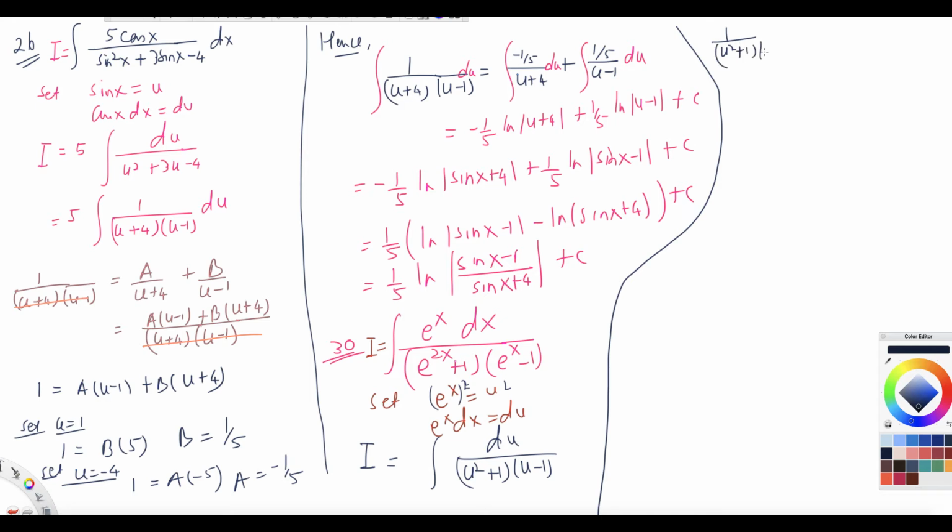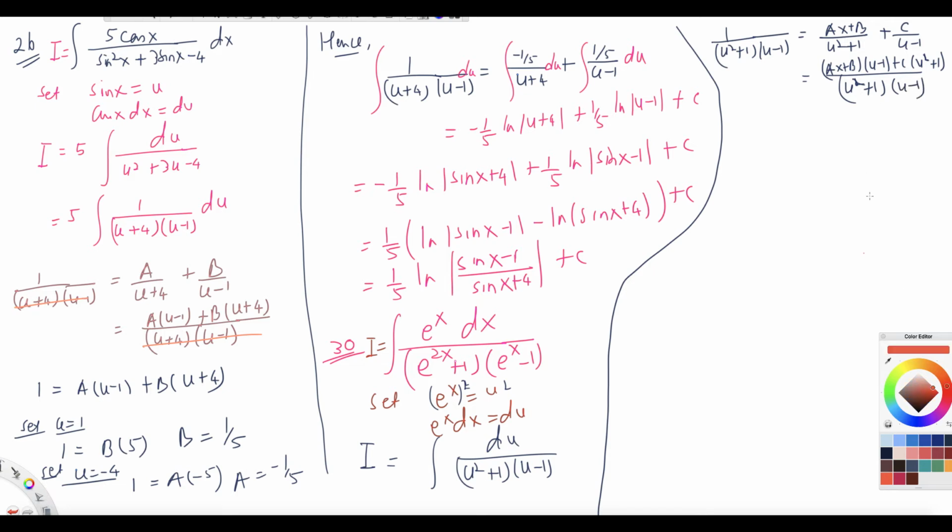1 over u squared plus 1 and then u minus 1 is equal to, the first one is quadratic, right? So you can write ax plus b over u squared plus 1 plus c over u minus 1. Now if you combine that, what do you get? You get ax plus b times u minus 1 plus c times u squared plus 1, divided by u squared plus 1 and then u minus 1.